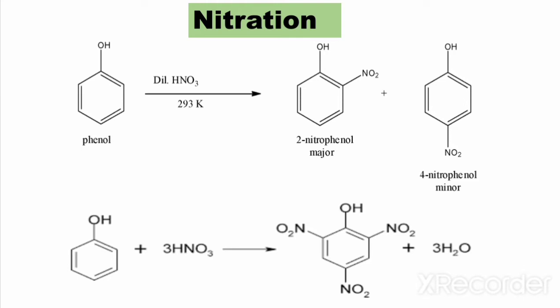These are the products formed after the nitration of phenol when dilute HNO3 is added to phenol. When we take excess or concentrated acid, the final product changes, and as you can see in the second reaction, the final product is 2,4,6-trinitrophenol, and the byproduct is water. So this is the nitration of phenol.